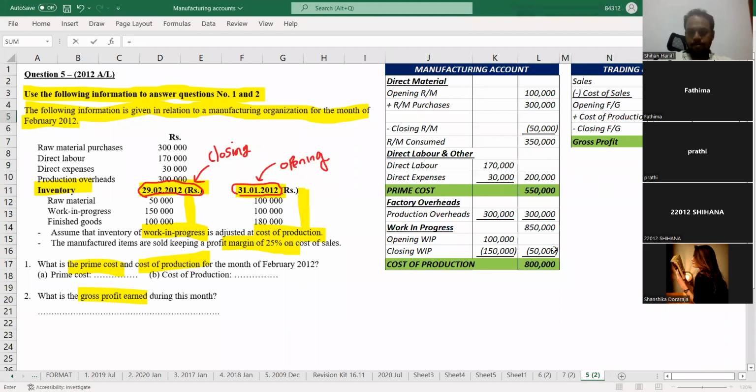Cost of production 800. So you can find out the cost of sales 880. How do you find the sales or the gross profit? One of these.